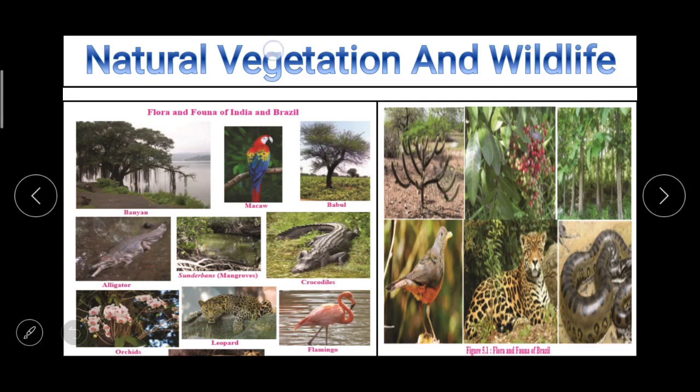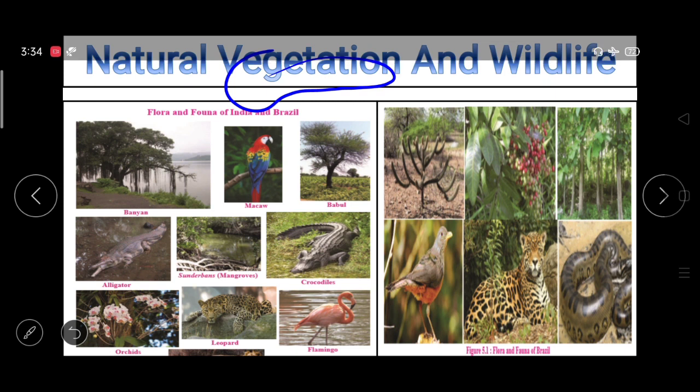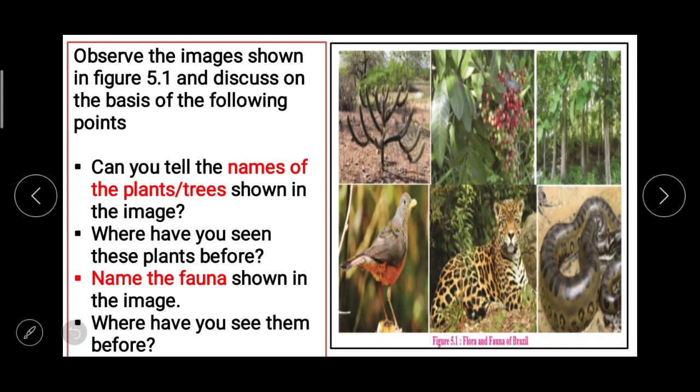But here the thing which we should know is the meaning of vegetation, which means plants in general. Vegetation is all the plants that are found in a particular place. So when we say natural vegetation of Brazil or natural vegetation of India, we mean the particular plants of that area. And the word wildlife, you already know about.